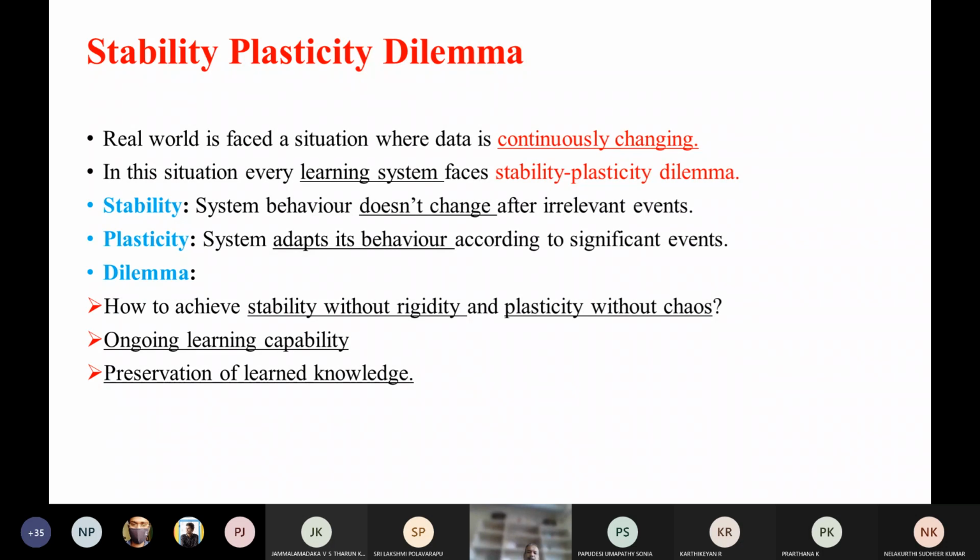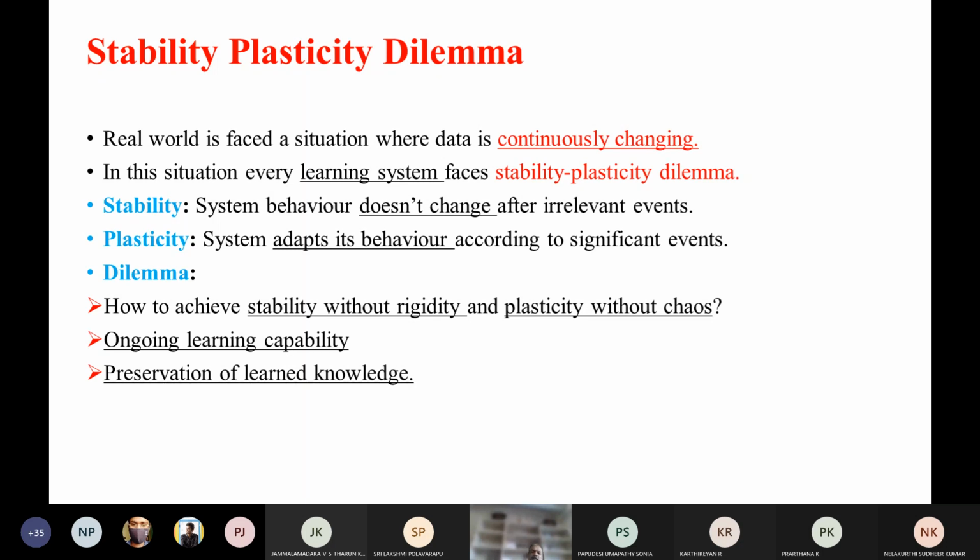And the next one is plasticity. Plasticity means adapting to the current behavior. How important it is to adapt to the current behavior. In the same way, without any chaos. It should not disturb the environment. It should not disturb the working culture, or the current scenario. That is also very much important. So achieving stability without rigidity is important. In the same way, achieving plasticity without any chaos is also very much important.